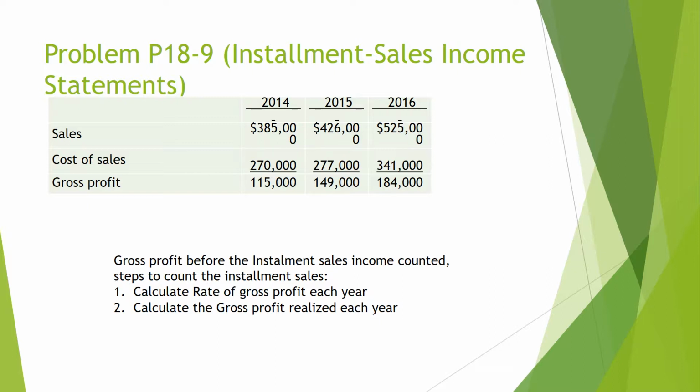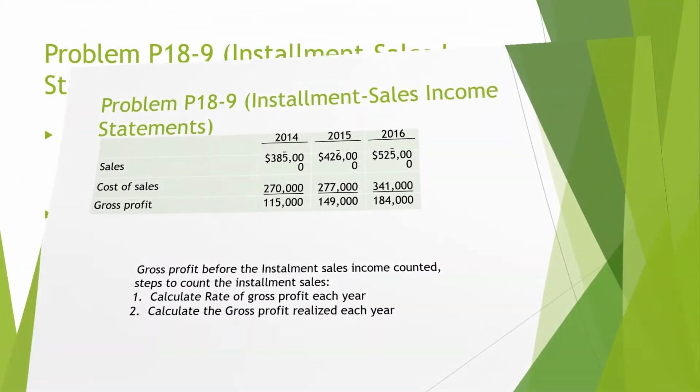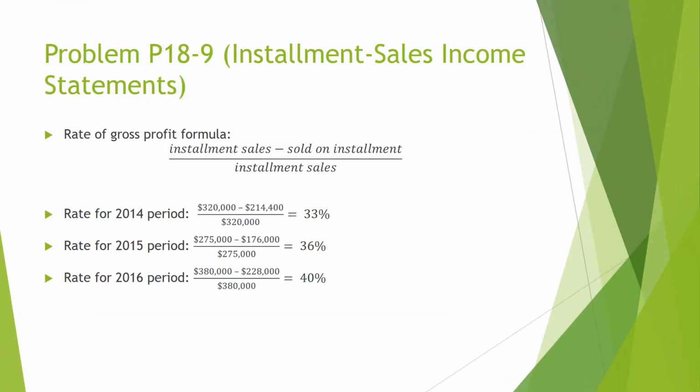Steps to count the installment sales: first, we have to calculate the rate of gross profit each year. Second, calculate the gross profit realized each year. And then we have the numbers of the installment sales income, which will be counted in the next slides. The formula of the rate of gross profit is installment sales minus cost of sales sold on installment, divided by installment sales.